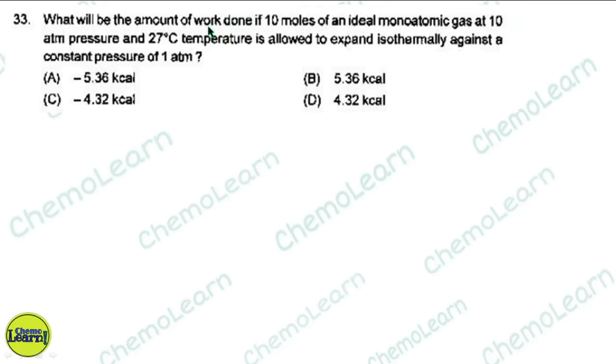What will be the amount of work done if 10 moles of an ideal monoatomic gas at 10 atmospheric pressure and 27 degrees centigrade temperature is allowed to expand isothermally against a constant pressure of 1 atm? Minus 5.36 kilocalorie, 5.36 kilocalorie, minus 4.32 kilocalorie, or 4.32 kilocalorie.